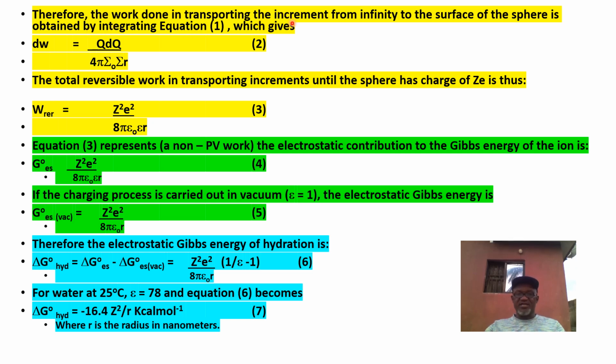Therefore, the work done in transporting the increment from infinity to the surface of the sphere is done by integrating equation 1. Remember, when we integrate equation 1, we now get this. This is 1 over 4 pi epsilon 0, epsilon is a constant. And then when we integrate, we now have equation 2. And since we say this is equal to the change in Gibbs free energy, now this work is equal to reversible work, which is this, where the maximum charge is ze. So we replace and we'll have this.